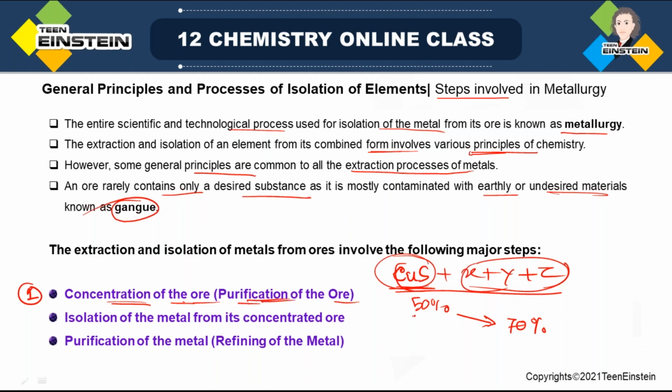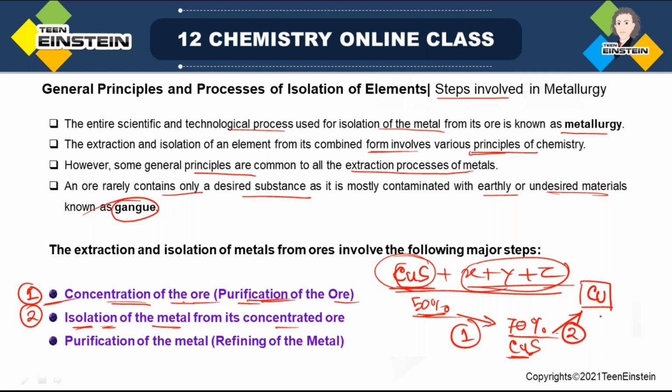Now, when we have already increased the percentage by decreasing the undesired material, the next step, remember, you can do only after you have already done the first step. You cannot start the process from the second. In the second method, we isolate the metal from its concentrated ore. When I say it is 50%, then 70%, it is still copper sulfide. But in the second step you are now isolating the metal only. That means now you will get the metal. So this is the first method, this is the second method, the isolated metal from its concentrated ore.